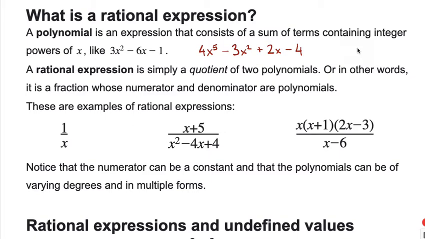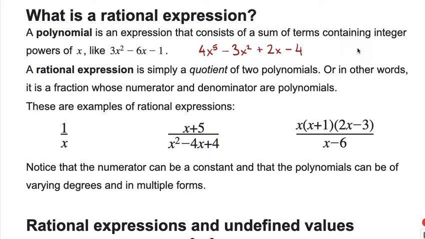A simple example, 1 over x. Of course, 1 is an expression, and it's a monomial, but it's a term right there. And x, of course, is its own term as well. So this is a rational expression. You've got an expression both in the numerator and the denominator. It is quite simple, but it's still a rational expression.